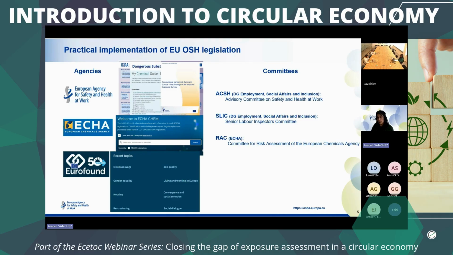And then there is the SLIC committee, the Senior Labour Inspectors Committee, that assists the Commission with the enforcement of the legislation.